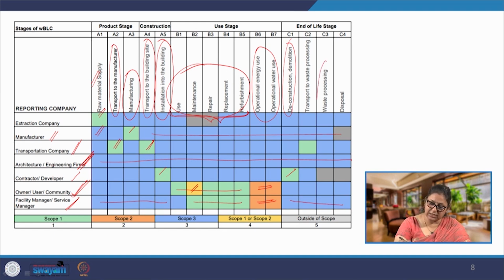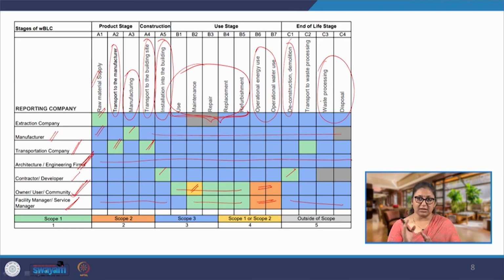Now, this was the waste processing and disposal. For some companies it may be out of scope, for others it may be well within the scope. It totally depends upon the boundary setting and the goal setting that we have already seen. So, depending upon the goal and boundary for an individual company, it will be counted as scope 3 or may even be excluded from scope 3.